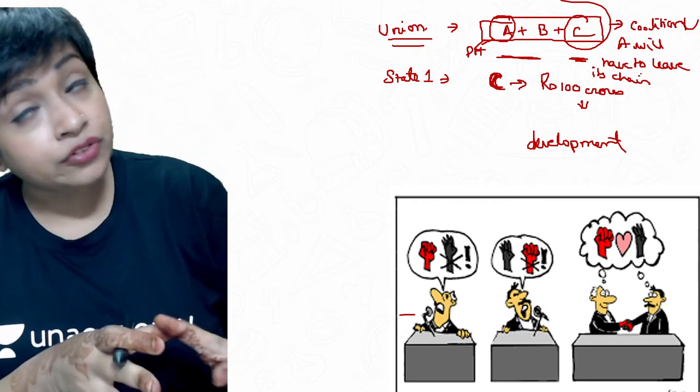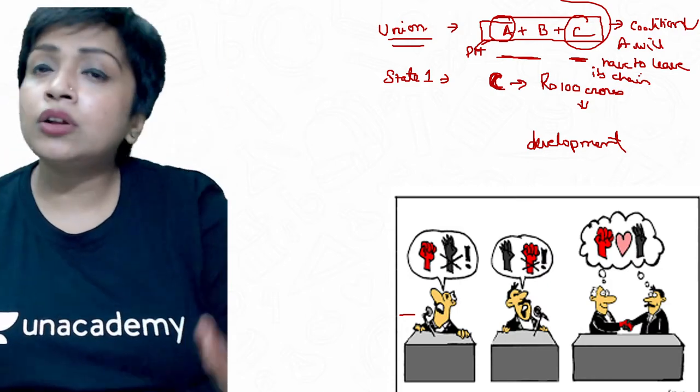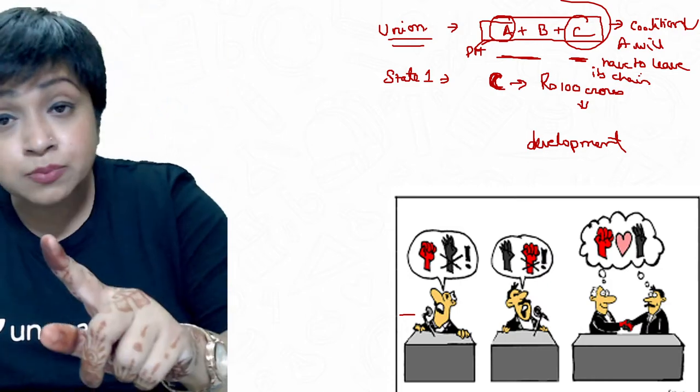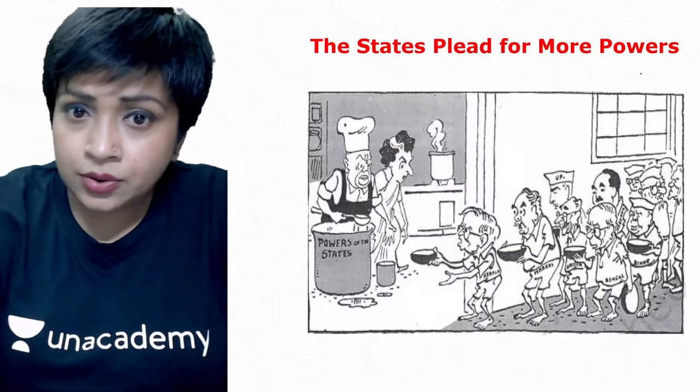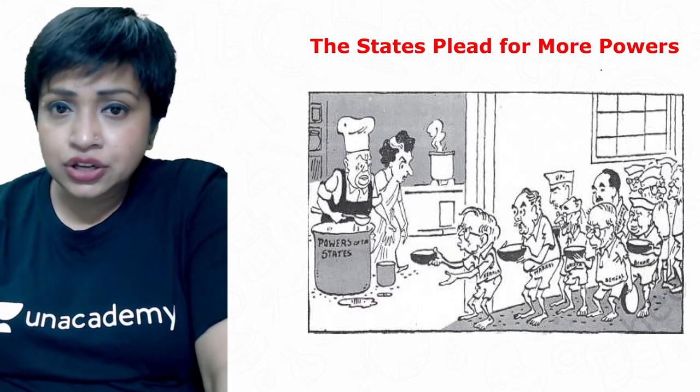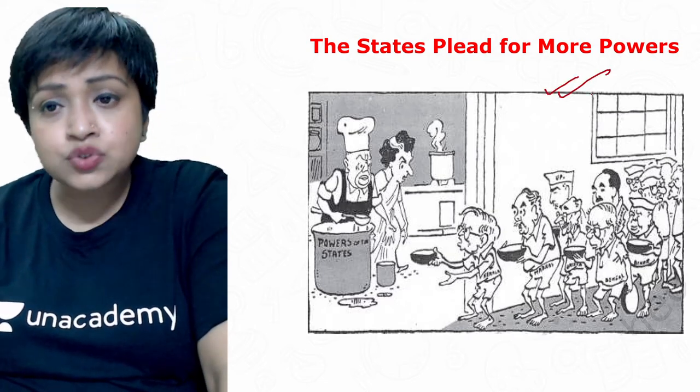So, in the fear of it, they will also accept what the state government is asking. So this means what happened is now, unlike 50 years back, the relations between the state and the center have improved. Okay, so this is what is given in your NCERT textbook. So this is what used to happen earlier.